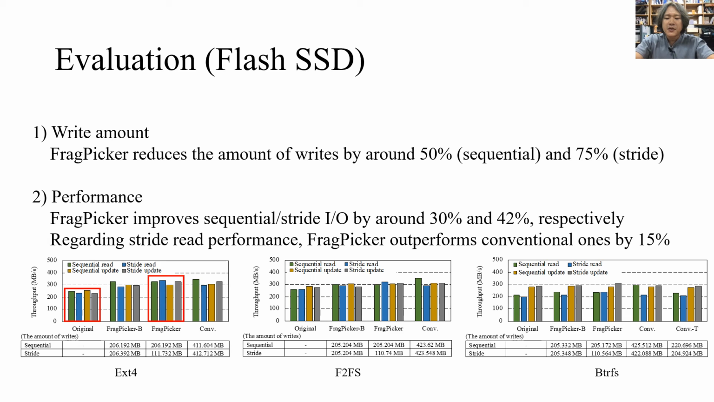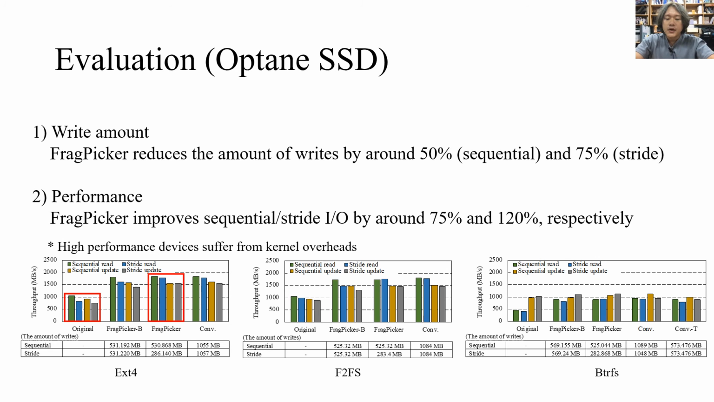FragPicker migrates the fragmented data in the way the data are actually accessed. Therefore, FragPicker can place the data in a better way than migrating the entire contents in a sequential manner. In the case of Optane SSD, FragPicker could achieve around 120% performance improvement at most. It is because Optane SSD is a high-performance storage device, and the additional kernel overheads caused by request splitting are more noticeable. Here, in the case of sequential reads, the performance gap between FragPicker and E4defrag is only around 0.1%, while FragPicker reduces the amount of writes by approximately 50%.